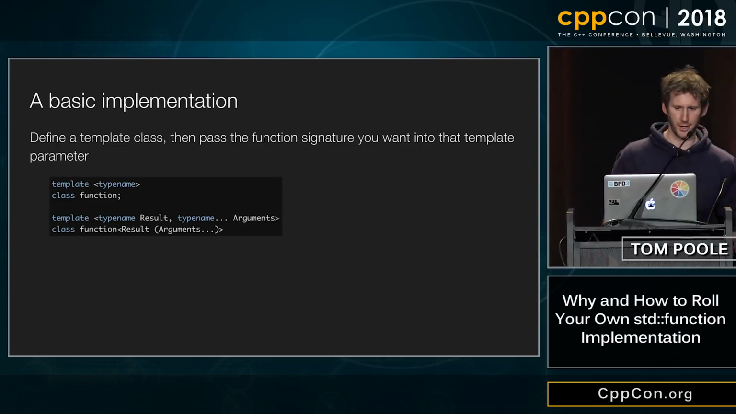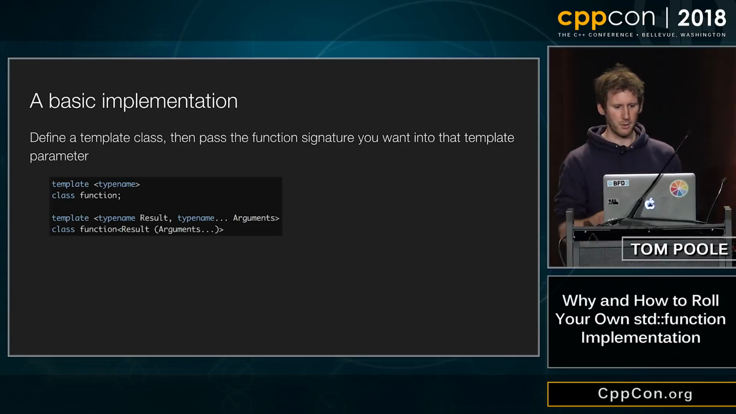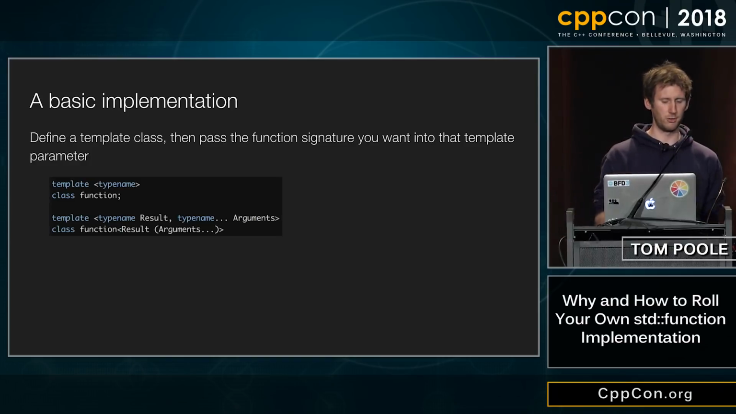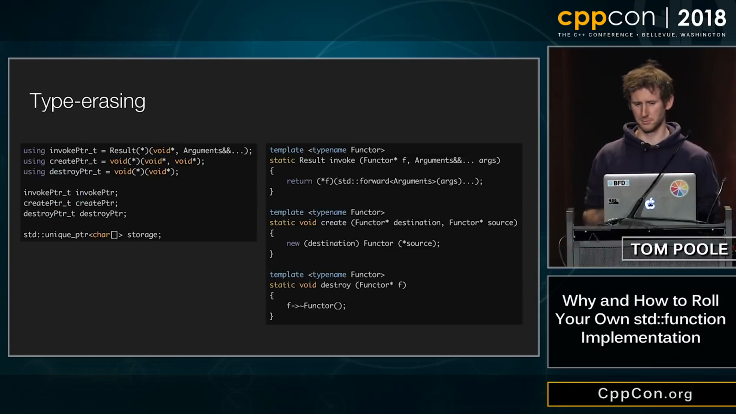So let's dive in. What do we need if we're going to implement std::function? At the very high level, we have a function class that is a template. And once we know the types of the things that it takes as arguments and the type of the thing that it produces as a result, we can specialize that template. Note that here we don't have any information about the type of the thing that this function is going to hold. It's just the signature. So we're going to do some type erasing.